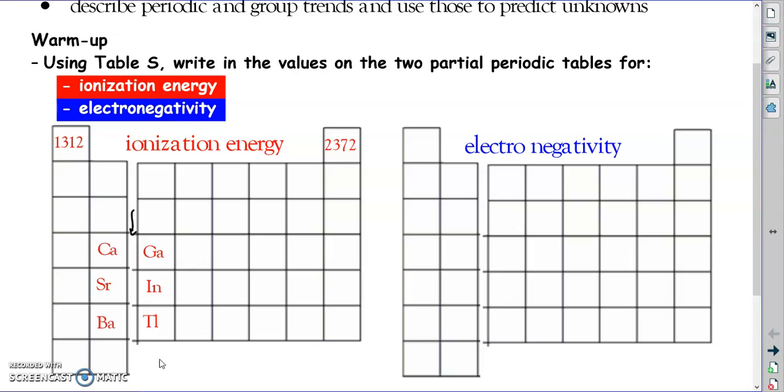Looking at the trends numerically is going to help you, but we are also going to do this in a graphical context as well, and that will also help solidify these ideas of the trends, ionization energy and electronegativity. So, once you've done that, we can move on.